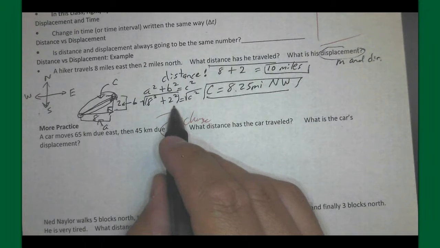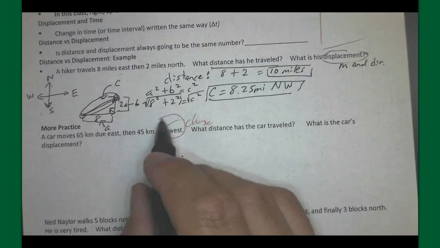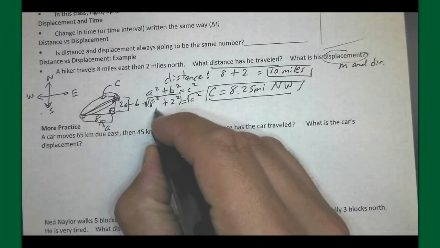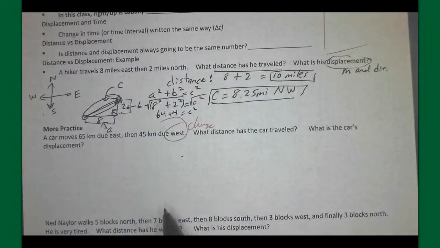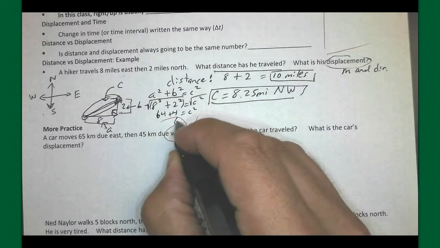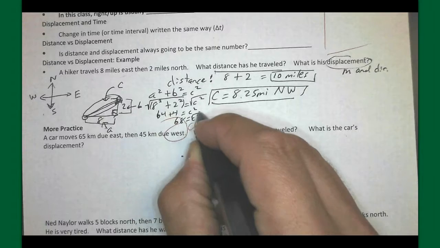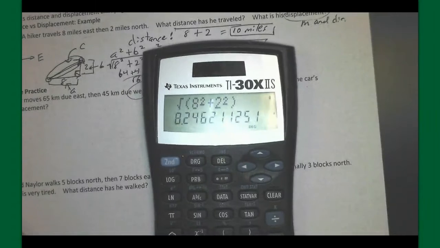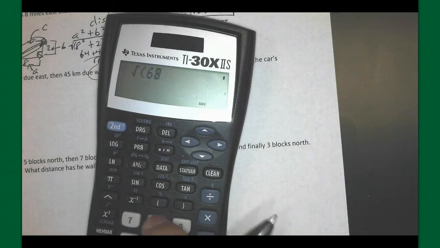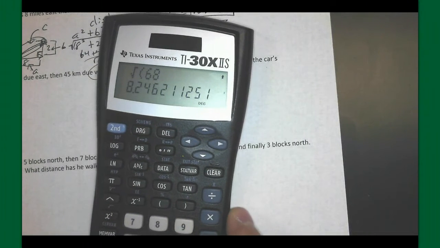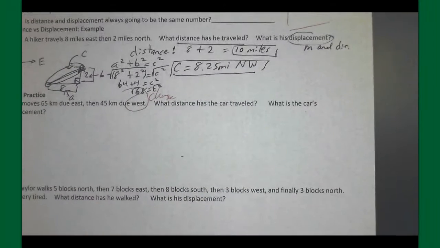Let me show you a different way to do this algebra just to show that you get the same thing. You should know that 8 squared is 64 and 2 squared is 4, and that equals C squared. 64 and 4 is 68, and then again you can just take the square root of 68. I'll do that now. Second, x squared, it gives me the square root of 68, and there you go, 8.25. It gives you the same thing.